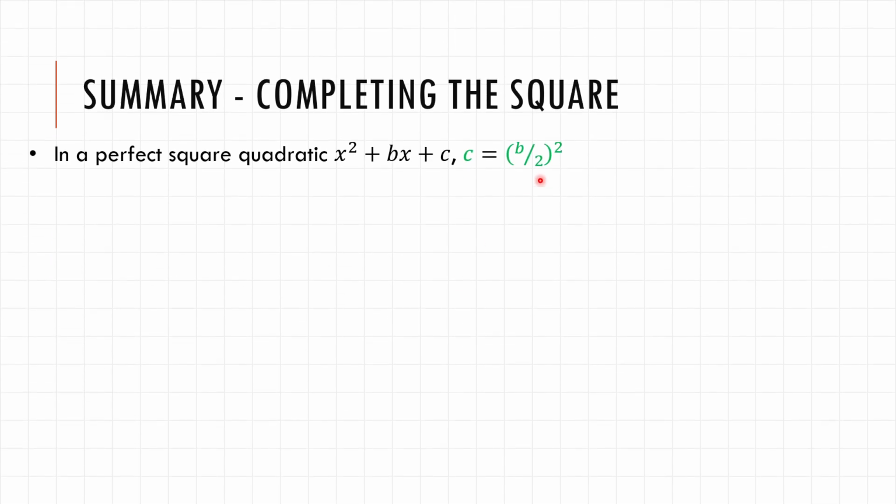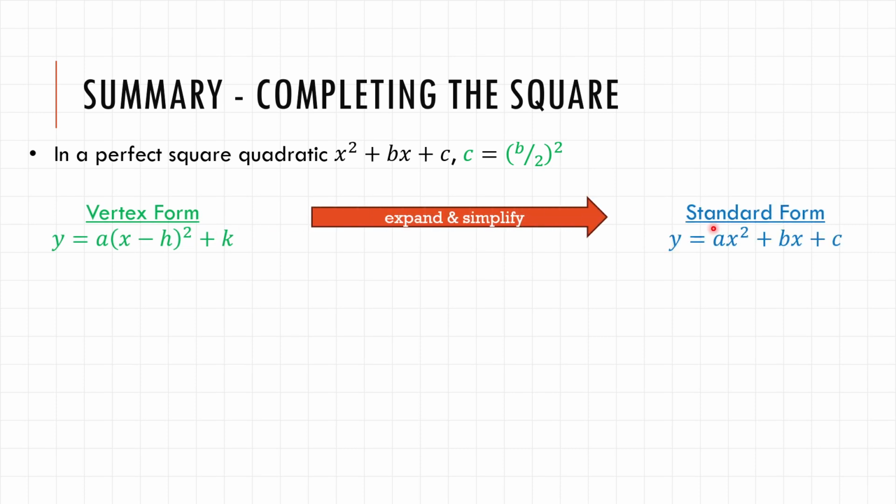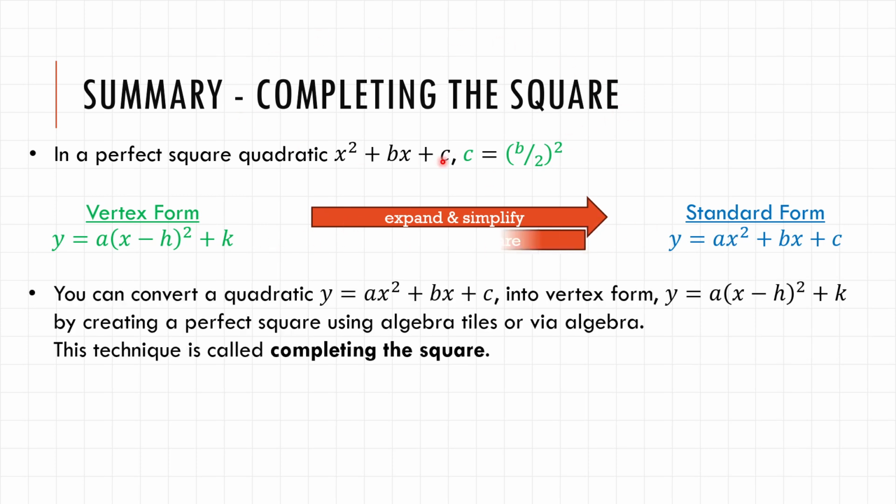Then we looked at completing the square. Completing the square is a process that takes us from standard form to vertex form. If we were in vertex form and we wanted to go to standard form, we could always use FOIL and expand this and then collect your like terms, et cetera. But to go backwards, this is the process, completing the square.